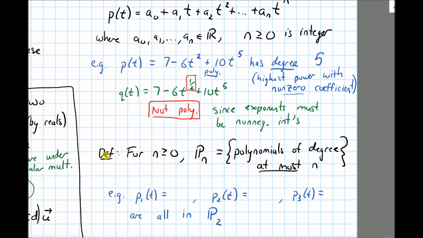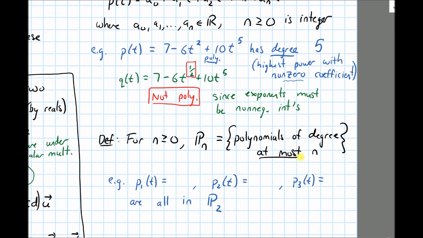Okay, so now that we've done this brief review, let me give you guys a definition. So here's the definition. When n is greater than or equal to 0, I'm going to introduce some notation. I'm going to write P, and the way I read this is I say Pn. Pn is the set of polynomials of degree at most n. So Pn is going to represent the set of polynomials of degree at most n.